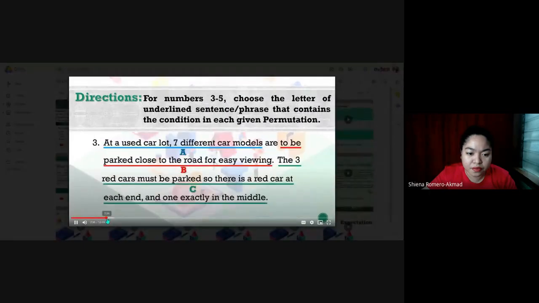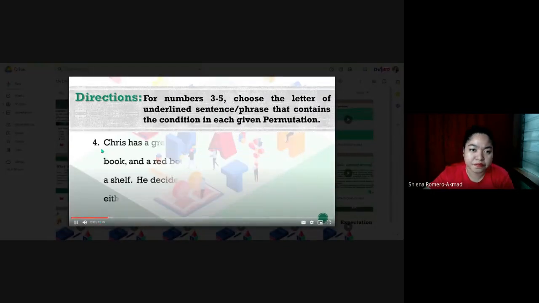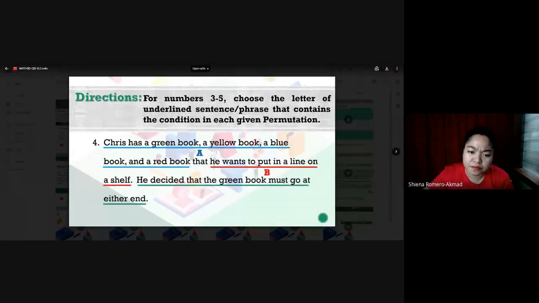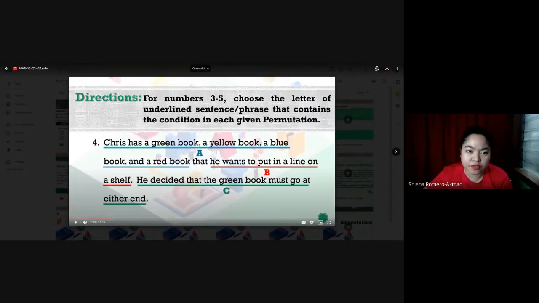A blue book and number 4. Chris has a green book, a yellow book, a blue book, and a red book that he wants to put in a line on the shelf. He decided that the green book must go at either end. So which of the following is the phrase or the statement that contains the condition? B. He wants to put in a line on a shelf.